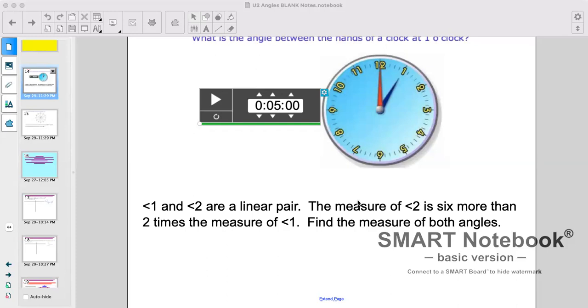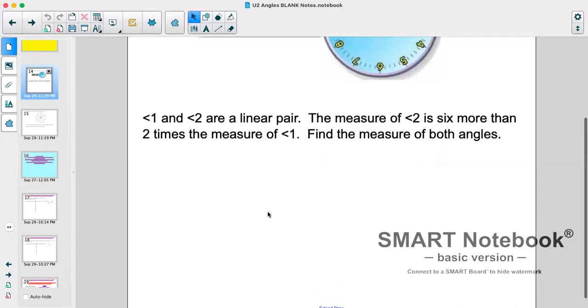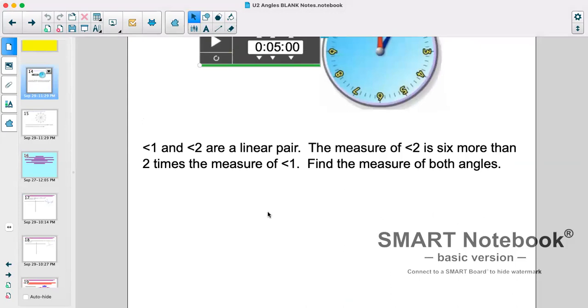We're going to start out with just a quick review of information that we have already learned, which is those special angle pairs from earlier in this unit: linear pairs, supplementary, complementary angles, vertical angles, things like that. And so here's the first thing that I want us to start out with. We've got angle one and angle two are a linear pair.